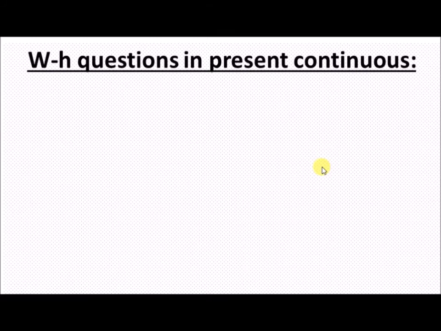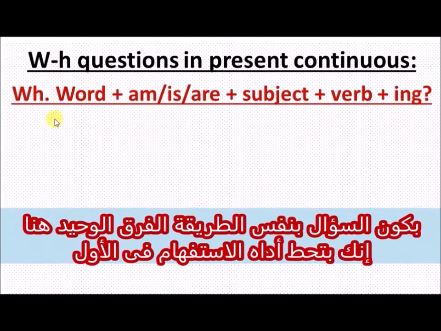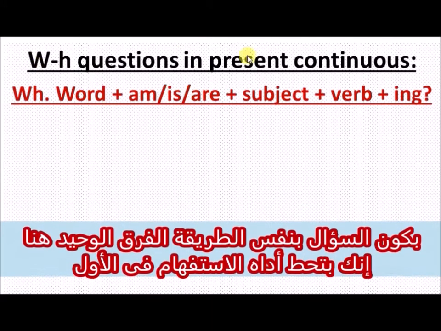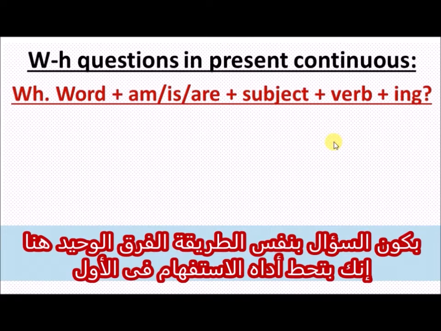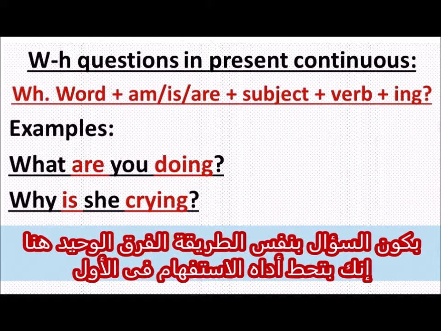What about the second type of questions, the WH questions? I start with the WH word followed by the same structure, the subject plus verb plus ing. For example, what are you doing? Or why is she crying? So if you focus, it's the same way we create the yes/no questions, but here we start the question with the WH word, then we continue with the same form of the yes/no question.